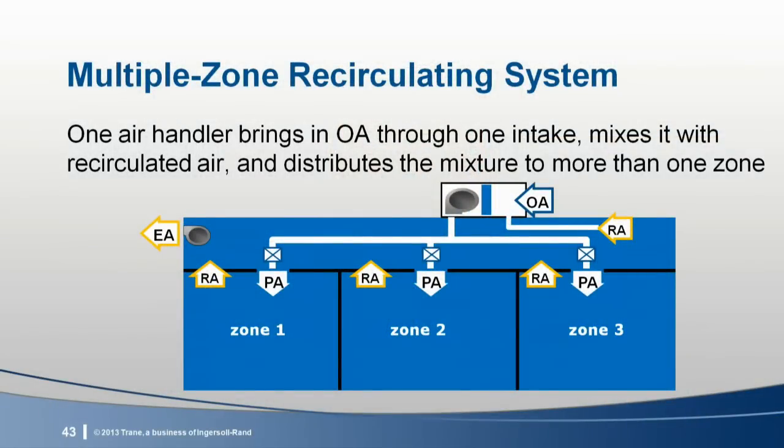In a multiple zone recirculating system, one air handler serves the ventilation needs of more than one zone. But in this case, after the outdoor air enters through the intake, it mixes with recirculated air before being delivered to the zones. The most common example is a conventional multiple zone VAV system. Also, for some applications, active chilled beams may require primary airflow that is greater than the minimum ventilation requirement. In that case, if they recirculate air, they are also multiple zone recirculating systems.